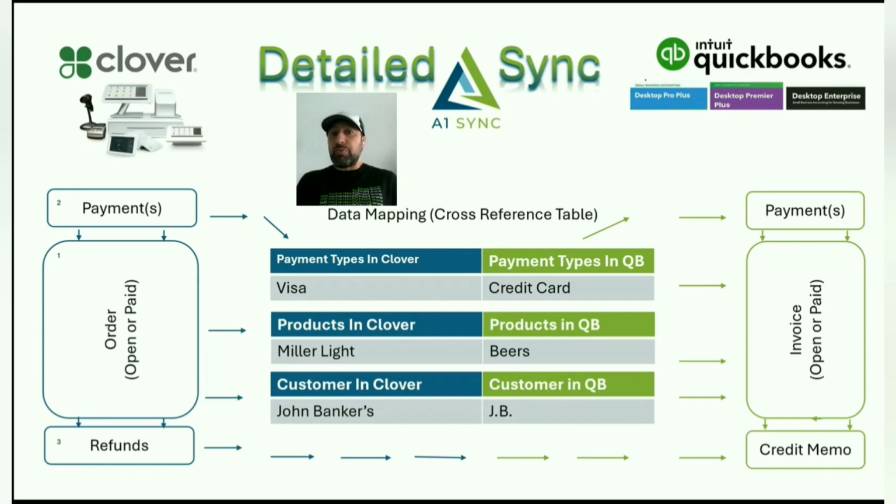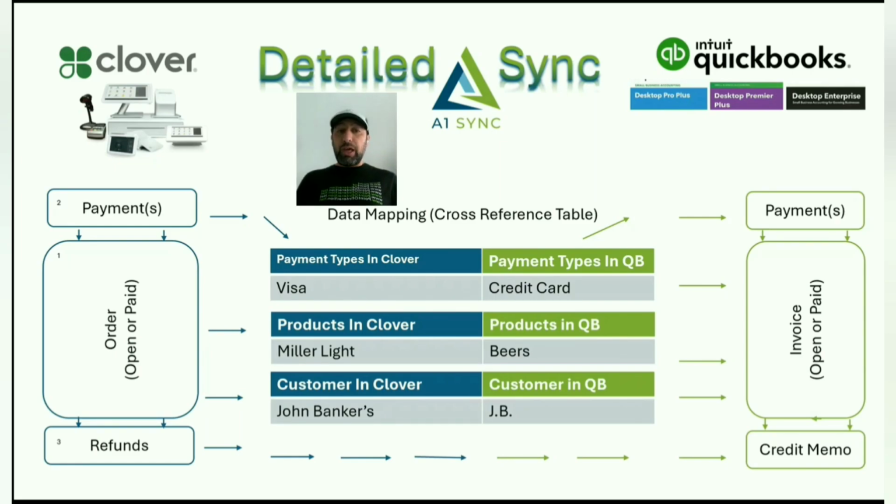Maybe that was not supposed to be there, but that's how it was entered by whoever was entering it in Clover. And then in QuickBooks, that customer is actually spelled out J.B. Right? So JB. So there it is. And so in a normal integration, that's going to crap out, right? Like, how do you know that John Bankers equals JB? With the cross-reference capabilities, you do.